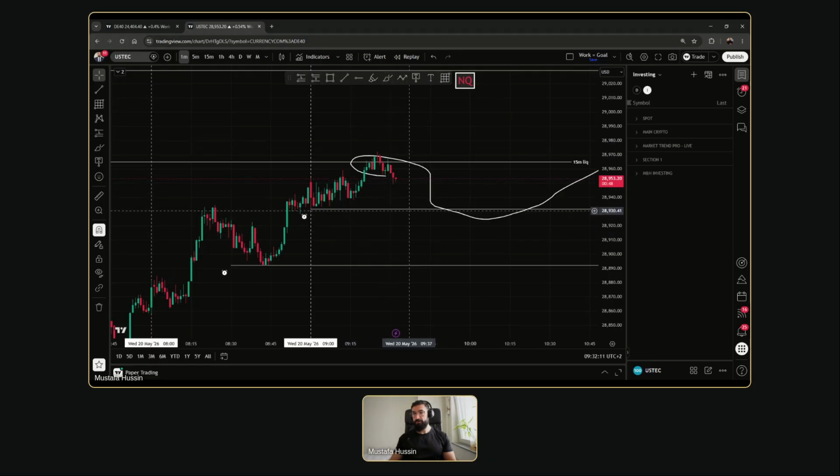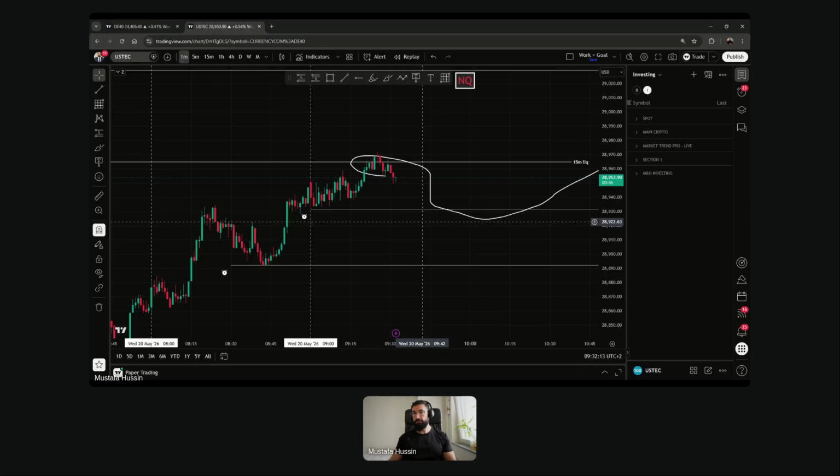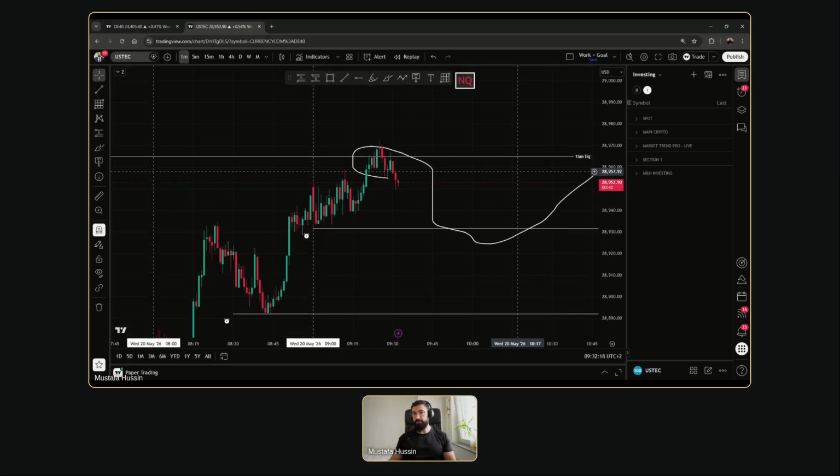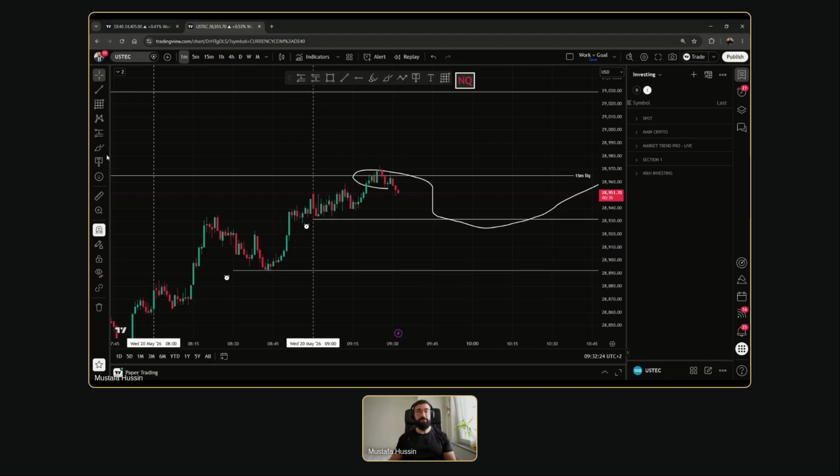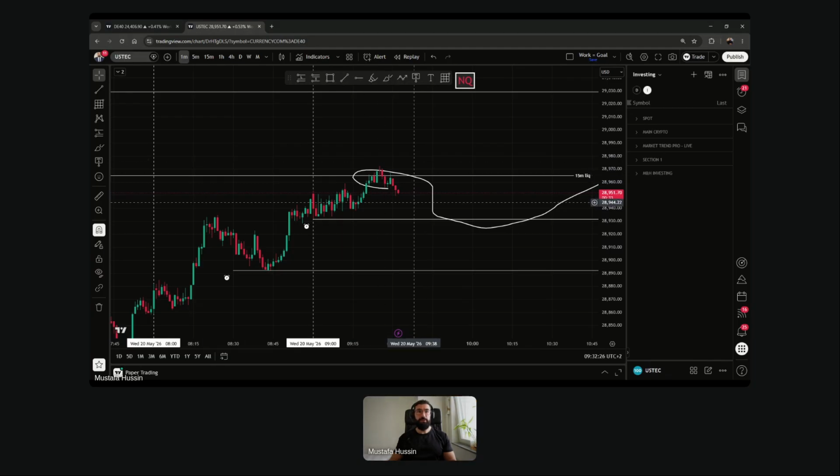I'm waiting for this move down here. This is a clean move, however, to the downside. But my main bias is bullish. All right. All right, no worries.